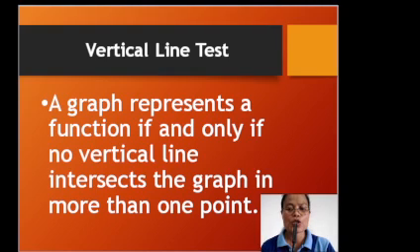We have also the vertical line test. So where can we use this vertical line test? A graph represents a function if and only if no vertical line intersects the graph in more than one point. So this vertical line test is used to test whether a graph represents a function or not.